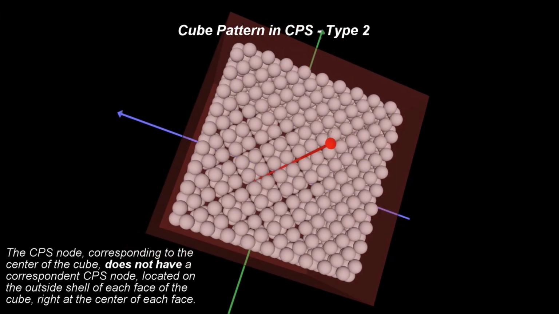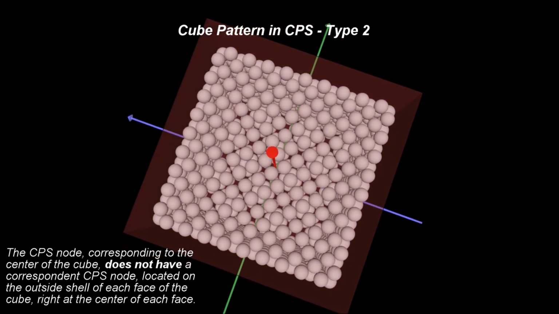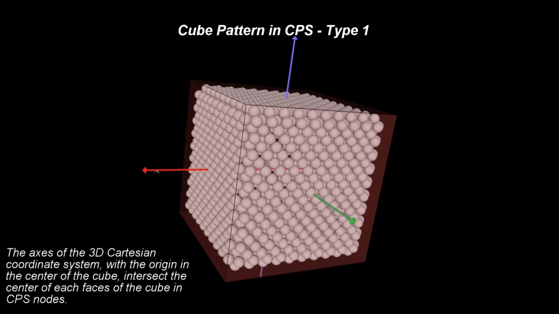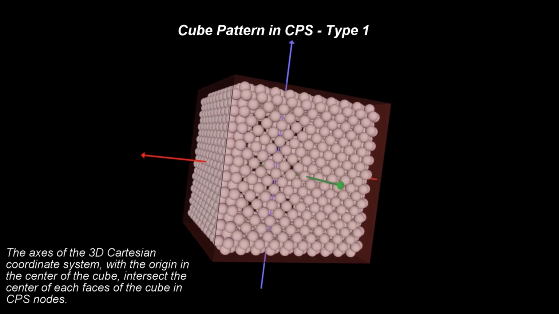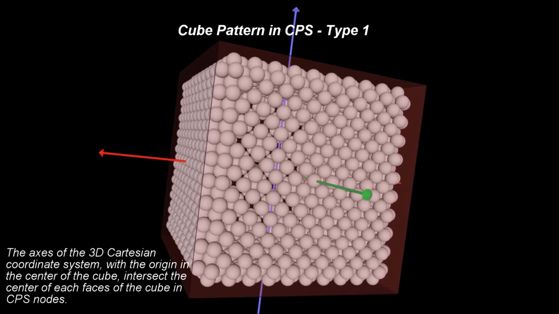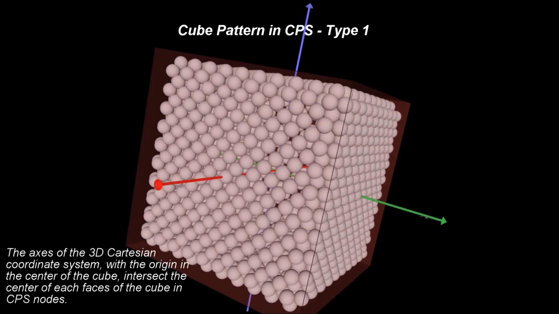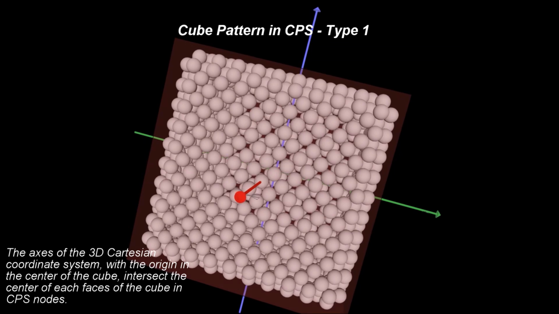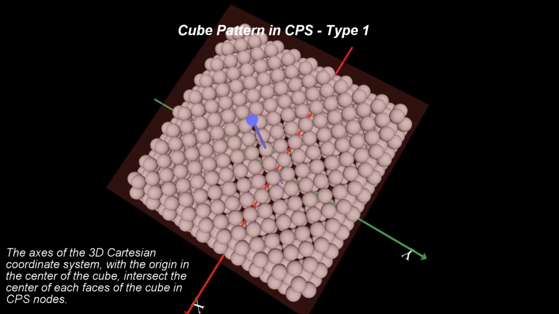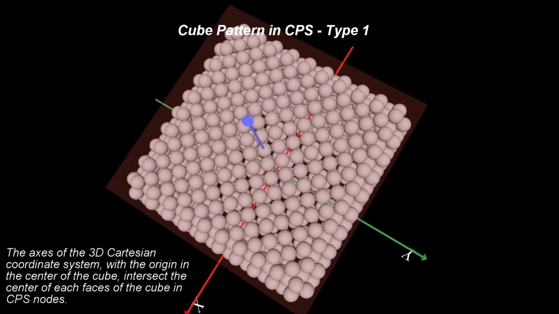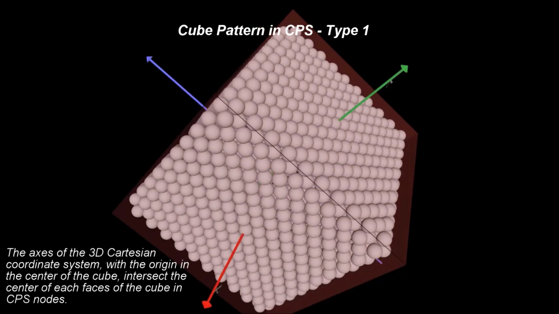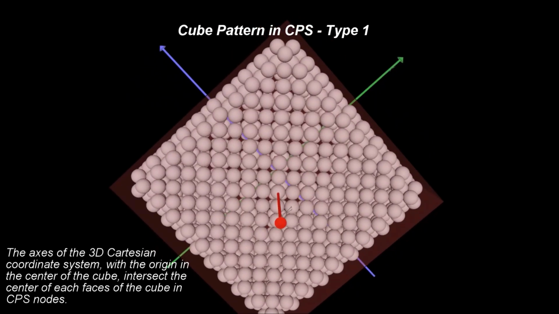By looking to the outside shell, 2 cube patterns can be identified in the CPS arrangement. 1. The CPS node, corresponding to the center of the cube, has a correspondent CPS node, located on the outside shell of each face of the cube, right at the center of each face. In other words, the axes of the 3D Cartesian coordinate system, with the origin in the center of the cube, intersect the center of each face of the cube in CPS nodes.